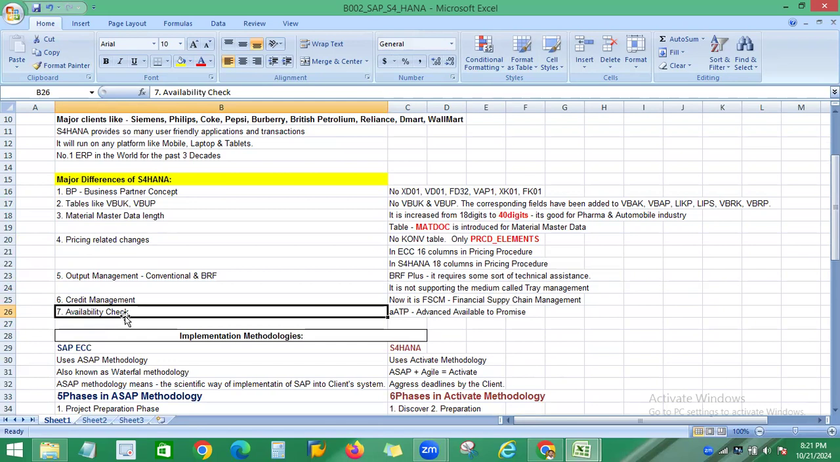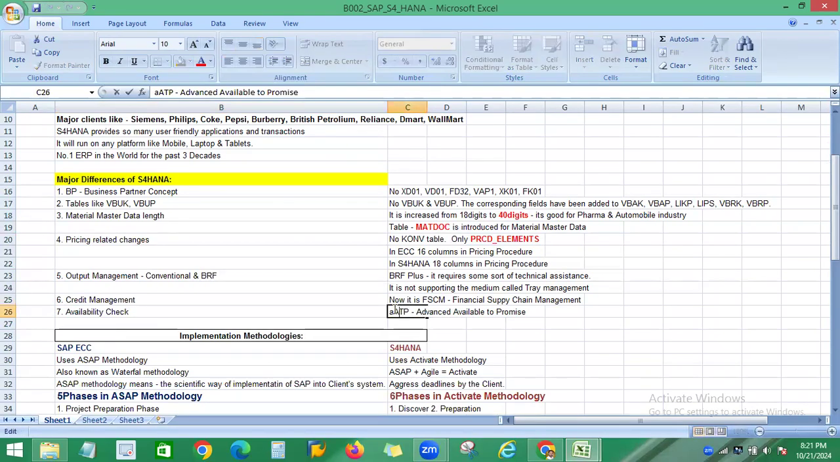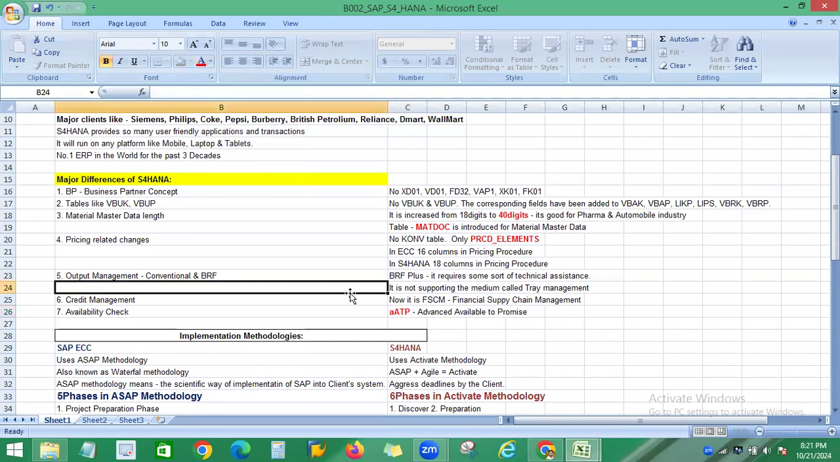So in SAP S/4HANA, advanced available to promise is coming into the picture. Advanced ATP means the advanced available to promise concept is introduced into SAP S/4HANA. So guys, these are the major changes in the SAP S/4HANA system. Any questions till now?